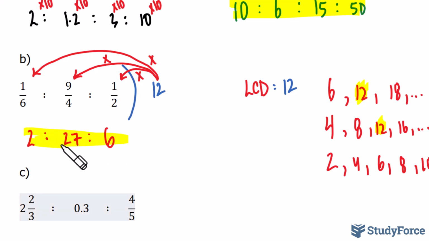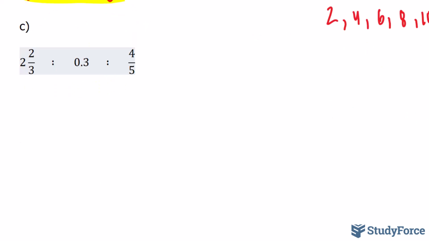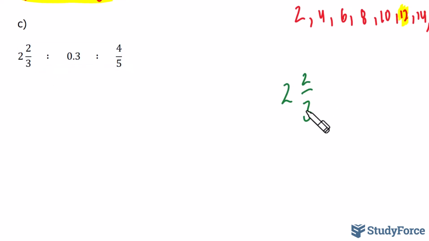reduced to lowest terms. And finally, in question C, we have a combination of terms that are fractions and a term that is a decimal. Before we can multiply by factors of 10 to make this into a non-decimal, we must change 2 2/3 into an improper fraction. So to make 2 2/3 into an improper fraction, we retain the denominator of 3, and we multiply 3 by 2, which is 6, and add to it the numerator, and that makes 8.